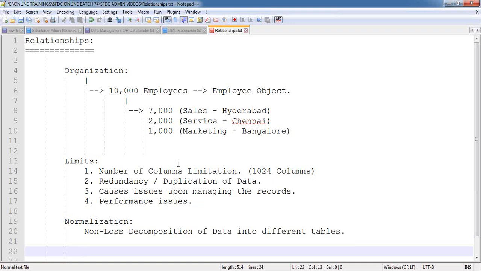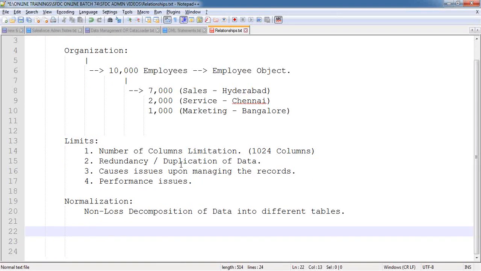So whenever I divide the data into multiple tables without any data loss, how can we split it? If you want to split the data into multiple tables without any data loss, then we have to follow some rules. As part of normalization, they have given a set of rules which we need to follow upon splitting the data from one table to multiple tables. Those rules are called normal forms.